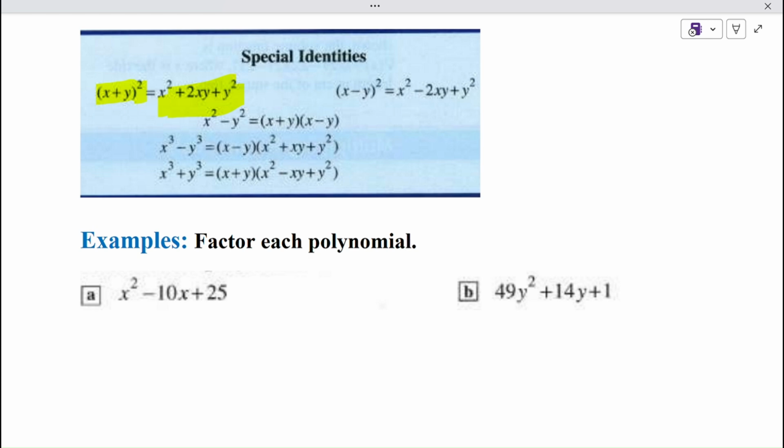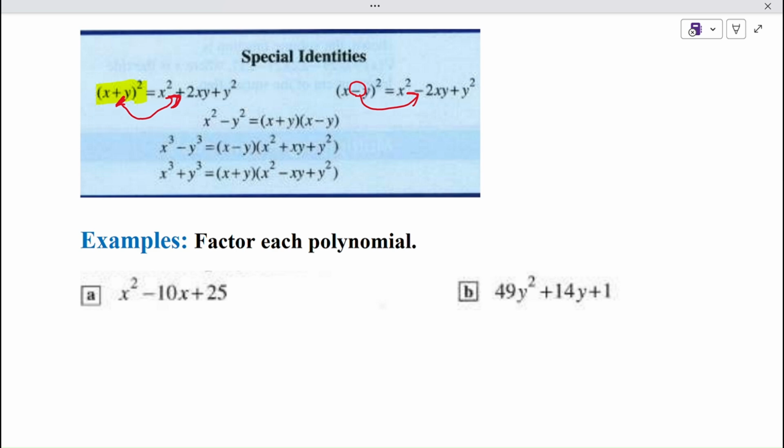And if we have plus here, it means write plus again here. But if you have minus here, you have to write minus here. Okay, this is about x plus y all to power 2.